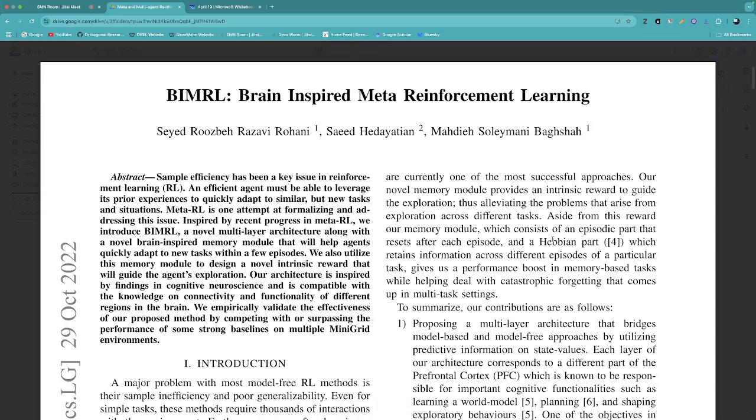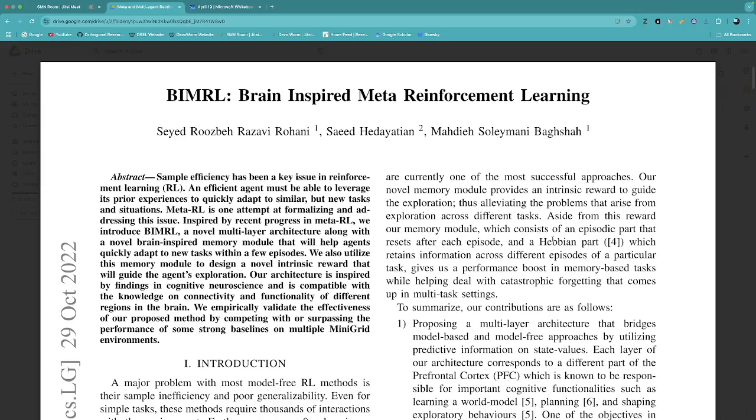They propose that there's this intrinsic reward to guide exploration. Aside from this reward, our memory module, which consists of an episodic part that resets after each episode, and a Hebbian part which retains information across different episodes of a particular task, gives us a performance boost in memory-based tasks, while helping deal with catastrophic forgetting that comes up in multiple task settings.